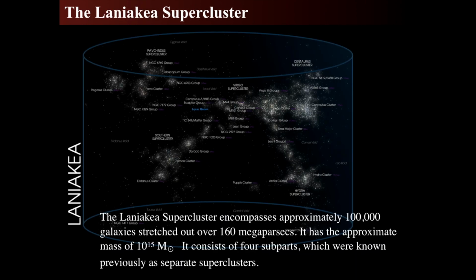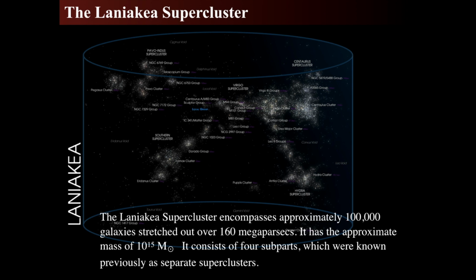Now, in 2014, Tully and a number of other astronomers redefined the nature of the local superclusters and defined the Laniakea Supercluster. The Laniakea Supercluster spans about 100,000 galaxies, goes over 40 million light years, up to 500 million light years, almost half a billion light years across, and has a mass of at least 10 to the 16th solar masses. I think I've made a typo there, but it is an enormous thing.